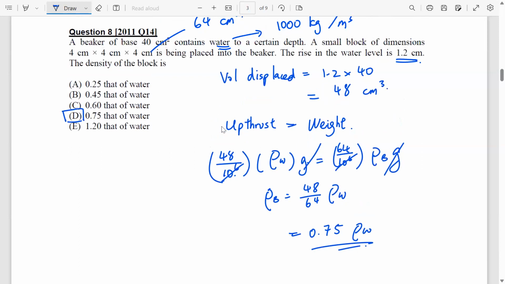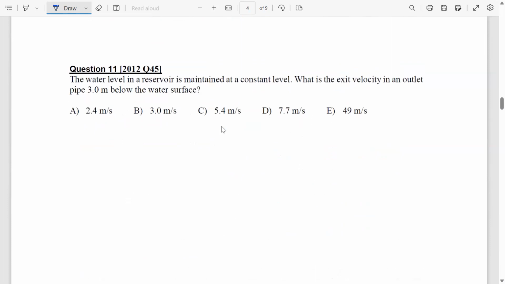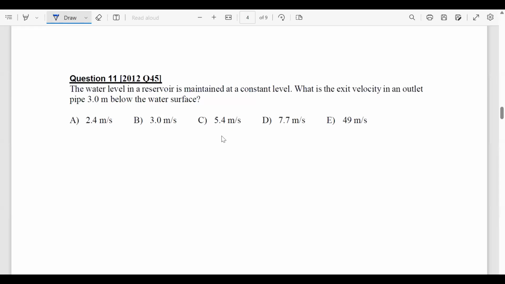Okay, so this is pretty straightforward. Okay, next question. Question 11, 2012, question 45. So the water level in a reservoir is maintained at a constant level. What is the exit velocity in an outlet 3 meters below the water surface? So this question, although I put it under fluid mechanics, is actually a question on work, energy, power.